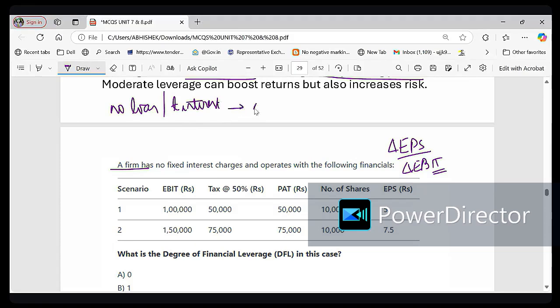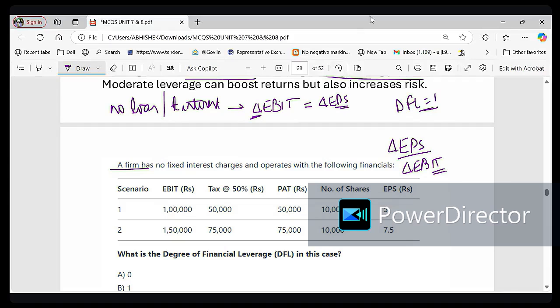What will happen? Any change in EBIT, delta, delta means change. This is a sign of change. Any change in EBIT will directly reflect in change in EPS, right? Because no interest company has to pay, no financial pressure, in that case DFL will be 1. But if the company has to pay interest, even a small change in EBIT would lead to a bigger change in EPS. That is called leverage.